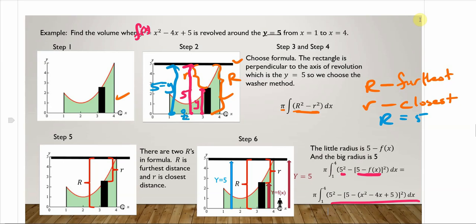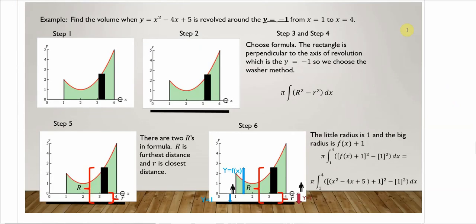Okay? Let's try another one. We're going to take this exact area, and we're going to revolve it around the line y equals -1. So -1 is going to be down here. That is my axis of revolution. Here's my rectangle. I notice that it's perpendicular, so this guy is located at y equals -1. If it's perpendicular, we're going to use the washer method. The washer method has a big R and a little r. So this guy will be my little r, while this guy here is going to be my big R.